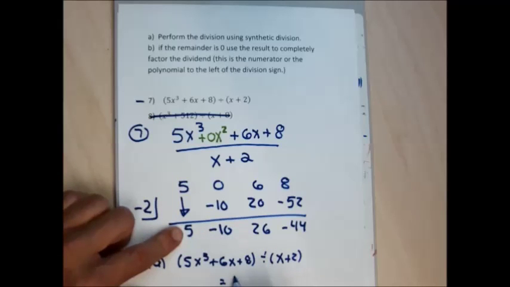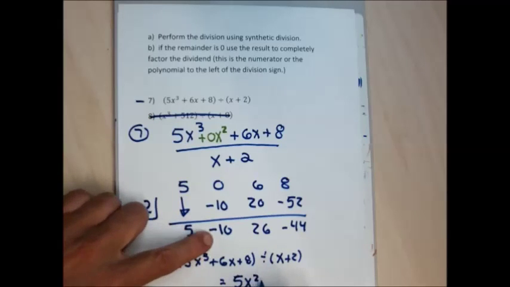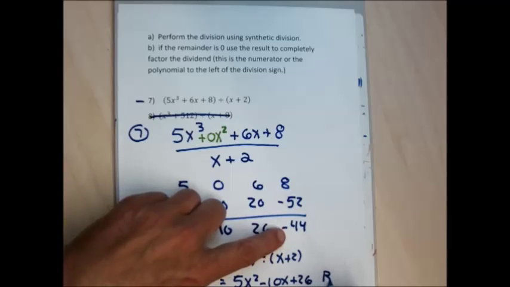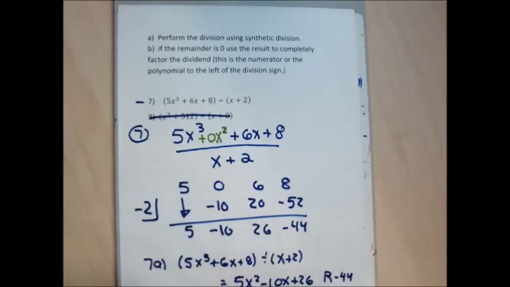So this is going to be 5x squared. This is going to be minus 10x. This is going to be plus 26. The last piece is the remainder, and I'm going to put remainder of negative 44.